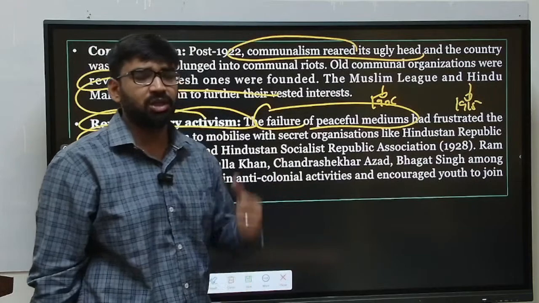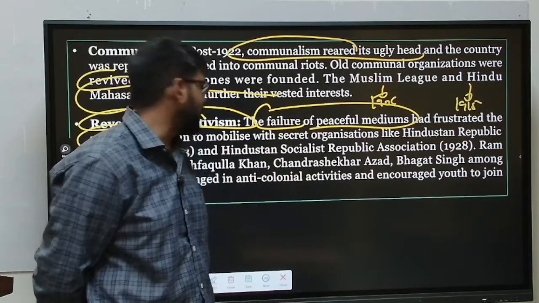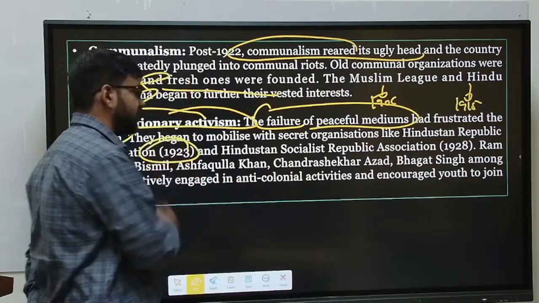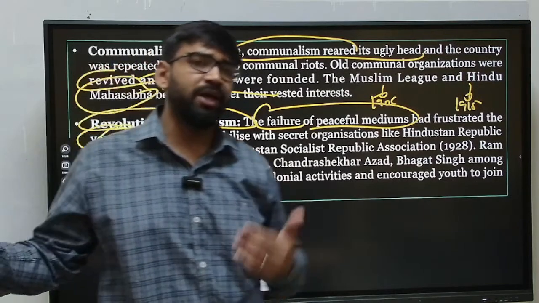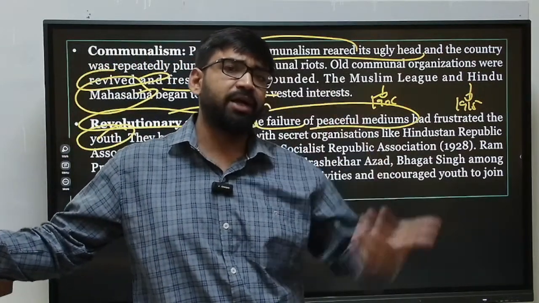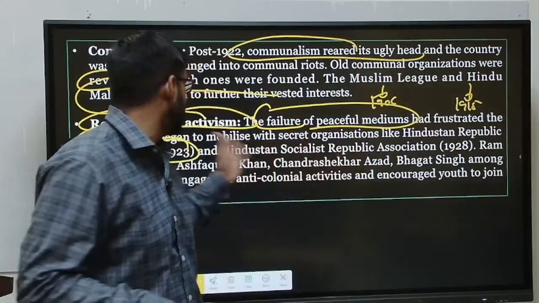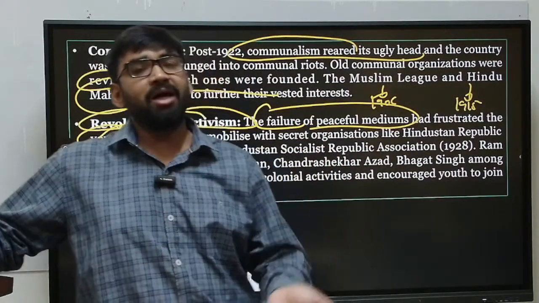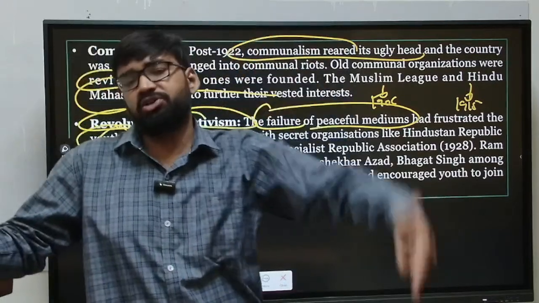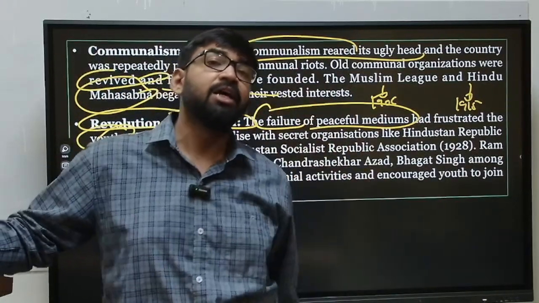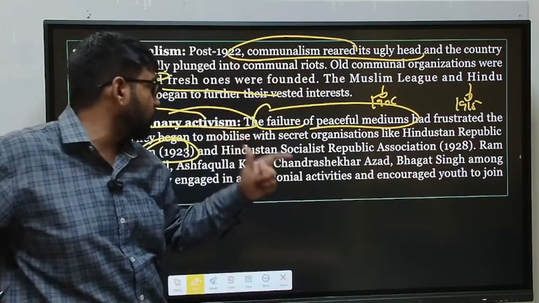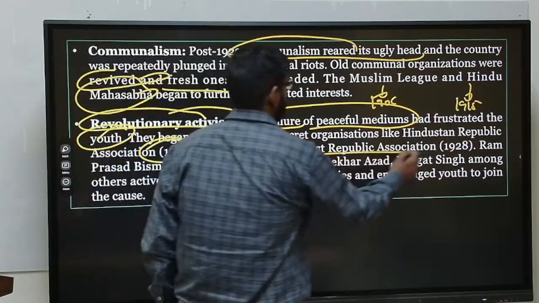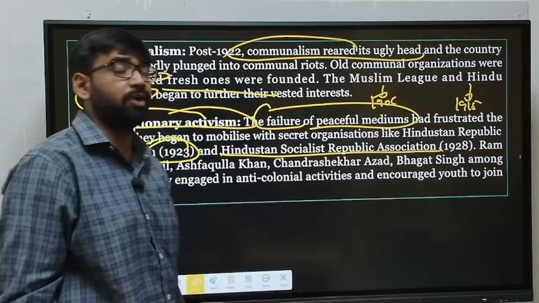secret organizations like Hindustan Republican Association in 1923, and after the Kakori Dakaiti, this Hindustan Republican organization was banned. So Bhagat Singh changed the name of the organization and he created the Hindustan Socialist Republican Association in 1928.